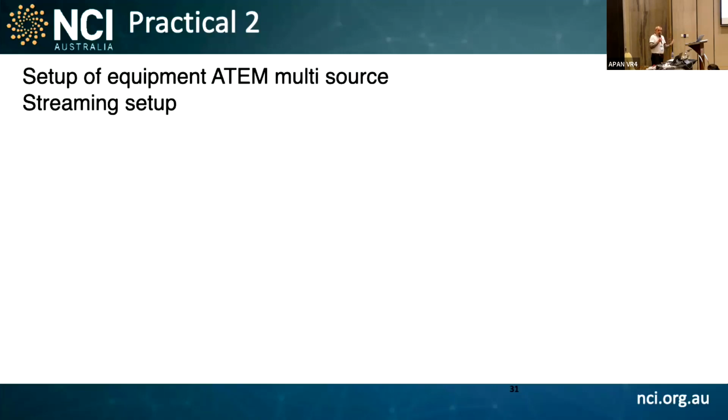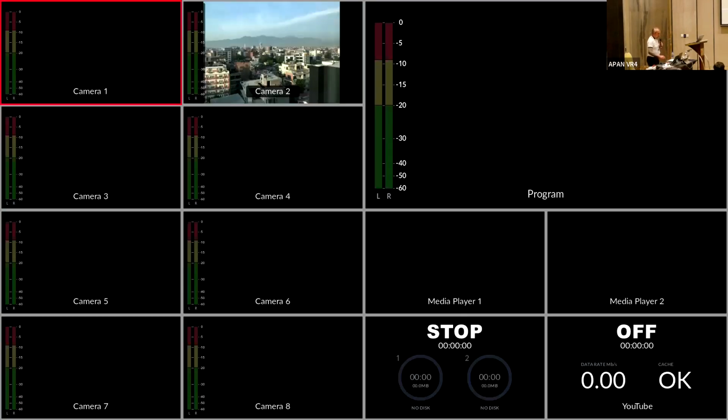The other thing I was going to do was a setup of the ATEM equipment that we're using here, providing multi-source. What I might do is just quickly switch back to the ATEM. As you saw before, the ATEM itself provides an editing interface. We've been successfully using ATEMs as part of the production capabilities of our online version of APAN.